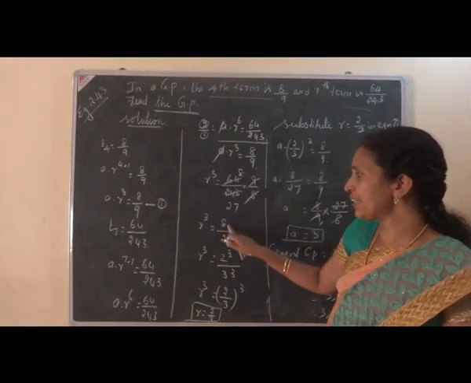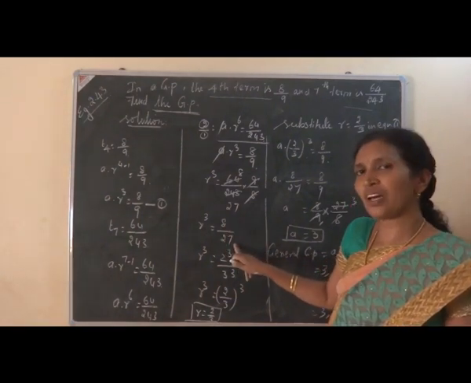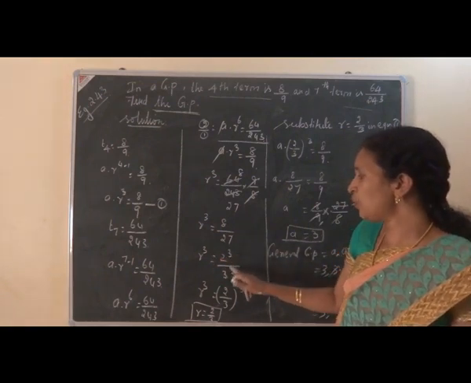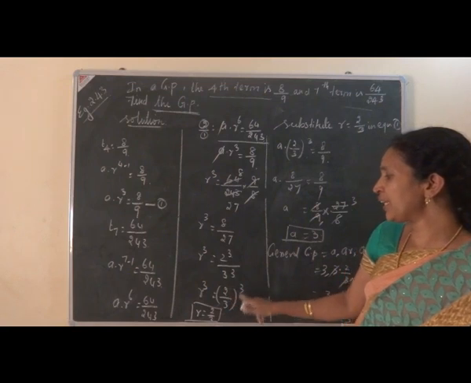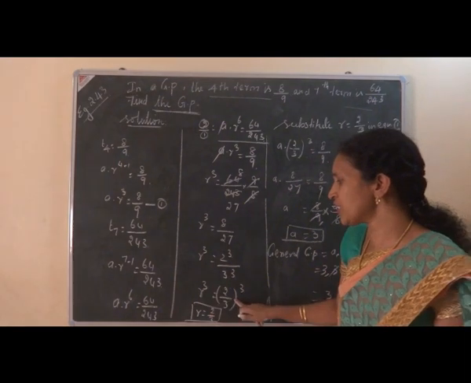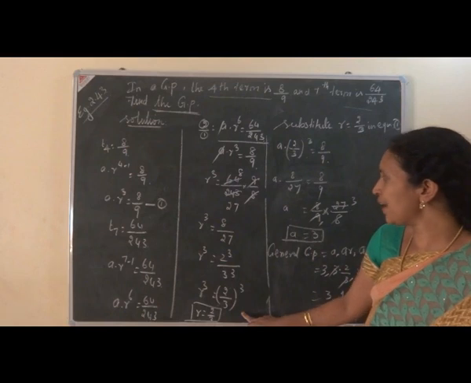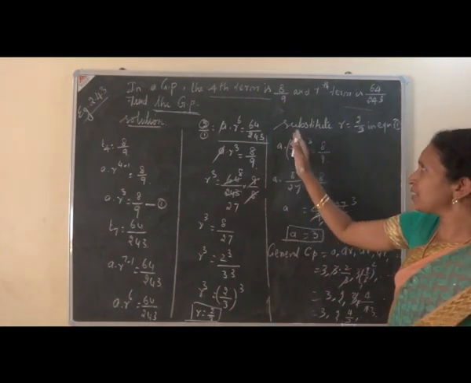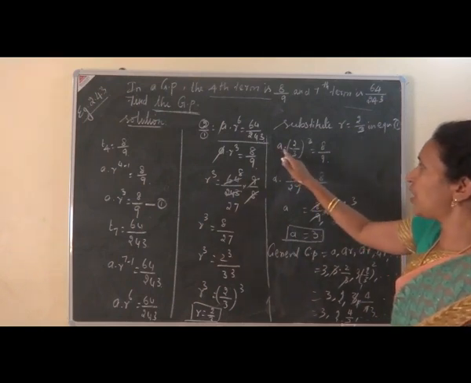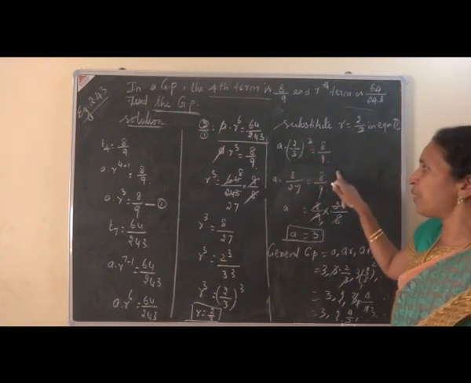8 is a cube number, 2 cube, 27 also 3 cube, so r cube is 2 cube by 3 cube, that is 2 by 3 the whole cube. Power same, so base also same. So we take r equal to 2 by 3. Clear? Next, substitute r equal to 2 by 3 in equation 1. So a into r value 2 by 3 the whole power 3 equal to 8 by 9.